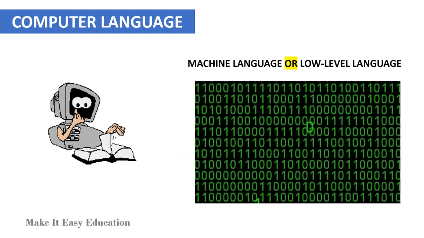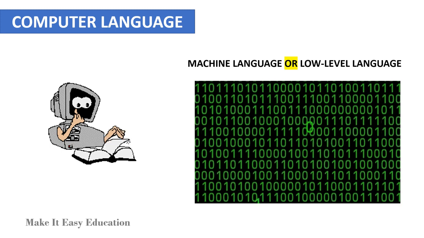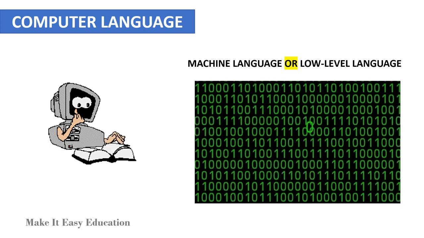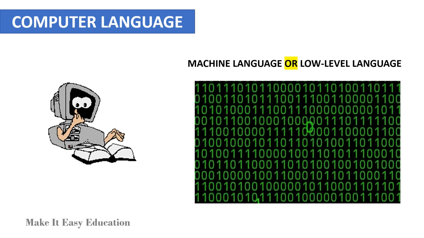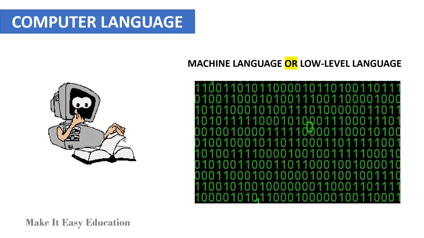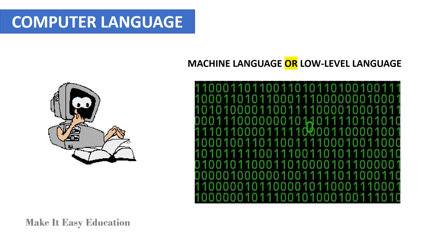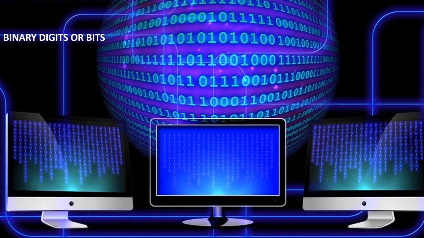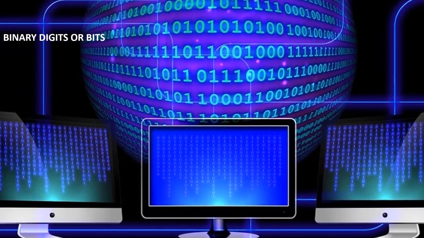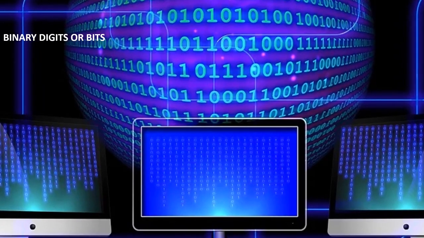Computer language. Machine language is the only language a computer is capable of understanding. It is also called low-level language. Machine language is a collection of 0 and 1. 0 and 1 are called binary digits or bits. It is very difficult for humans to understand.